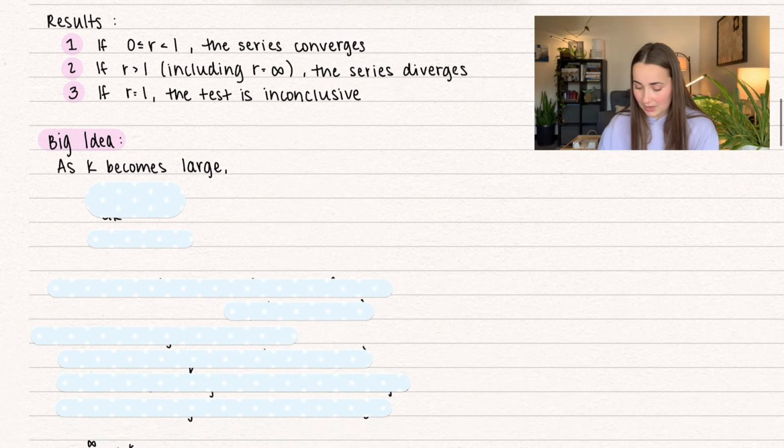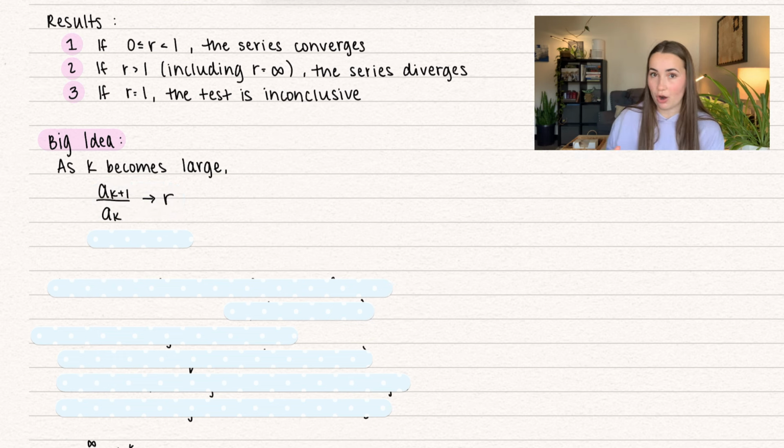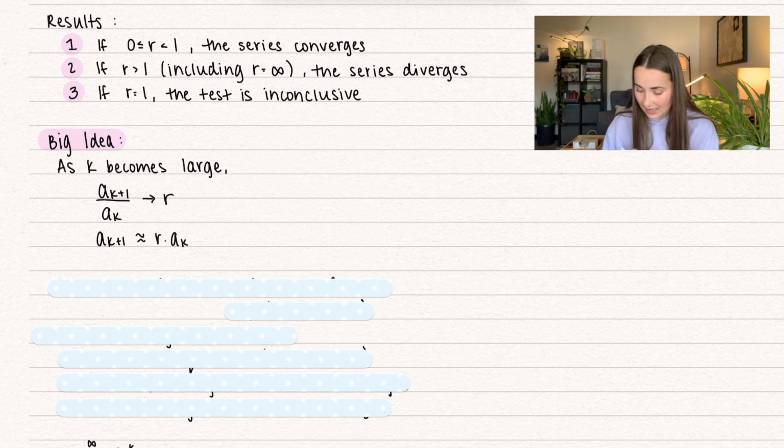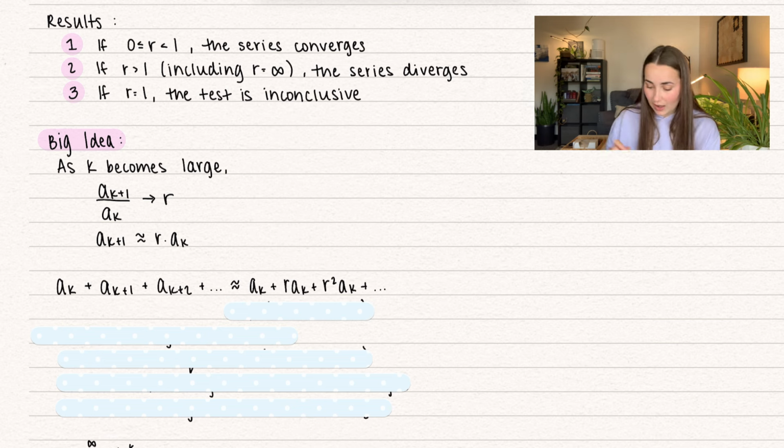So let's look at the big idea. We know as k is really, really large, a k plus 1 divided by a k is going to approach r. At some point, it's going to be approximately equal to r. So let's go ahead and multiply that a k over. So here it's like we have a little formula for a k plus 1. Now here, if we were to take the summation, so a k plus 1 plus a k plus 2, we can replace that with what it's equal to. A k is just equal to itself. A k plus 1 is approximately equal to r times a k.